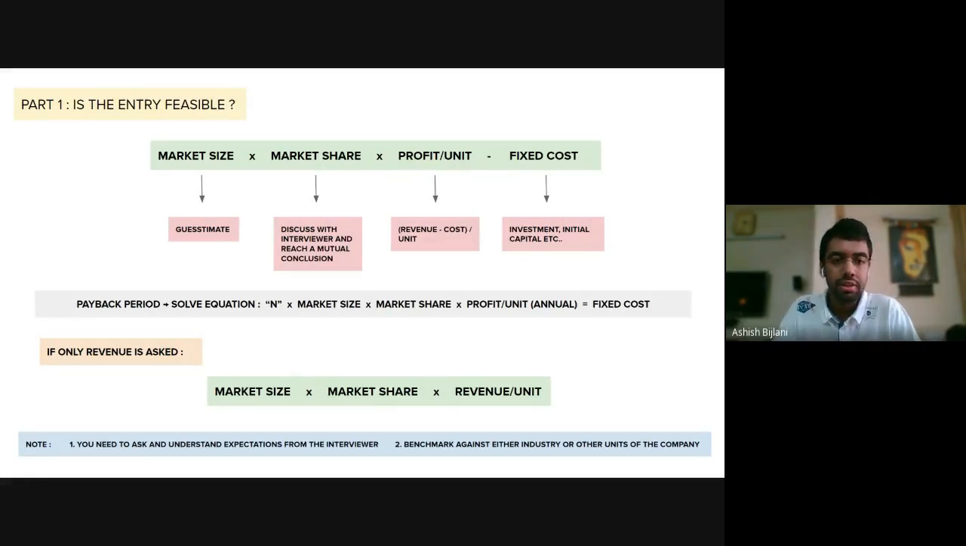So I think this is the basic idea where we're trying to say in the first part of your market entry, where you're doing the financial and mathematical feasibility. We'll go to the next slide.